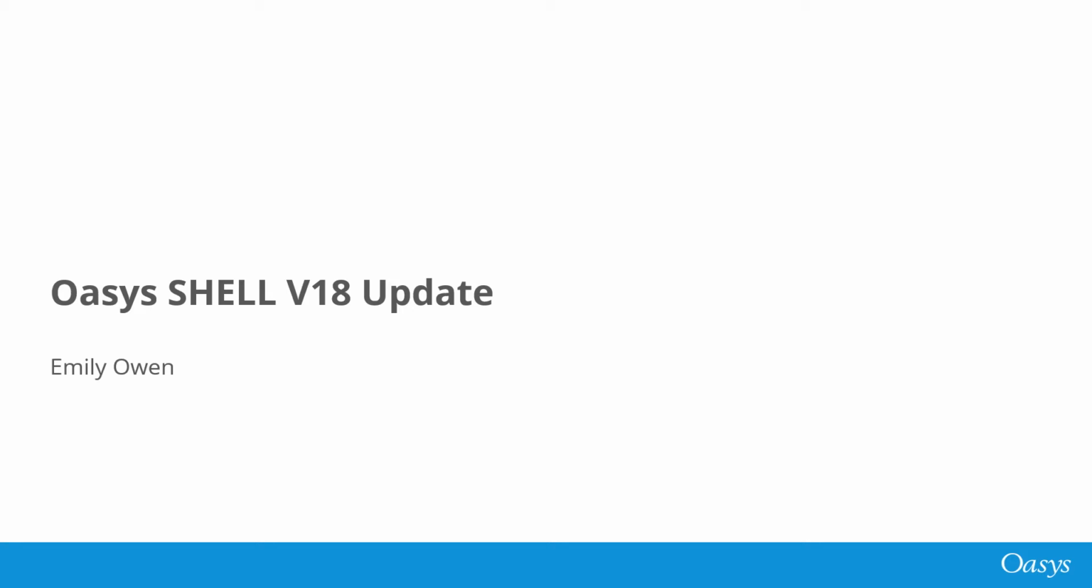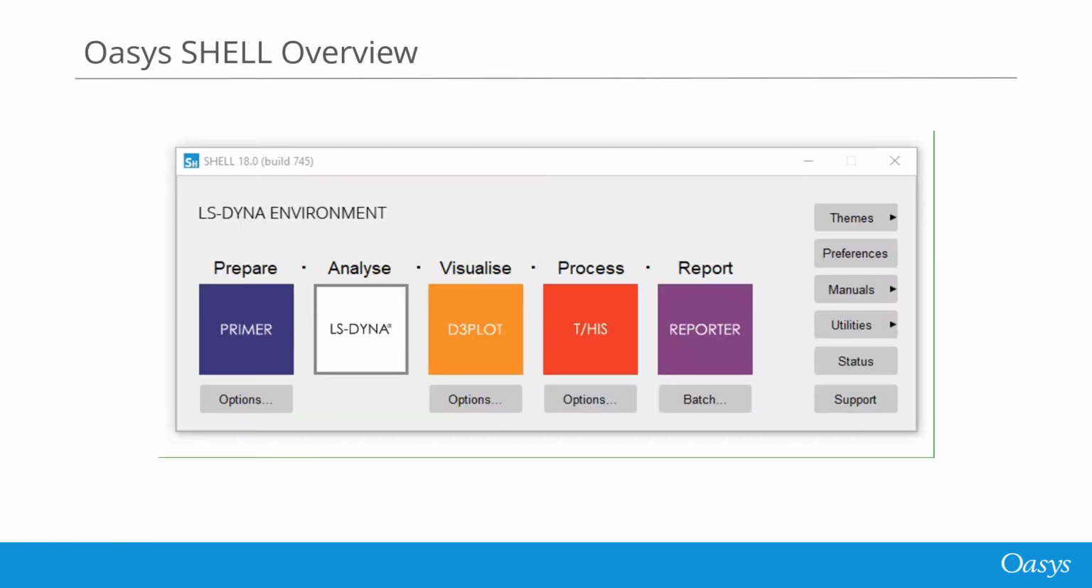Hello, my name is Emily Owen and I'm going to give you a short update on the Oasys shell for version 18. For those of you who are unfamiliar, the purpose of the shell is multifunctional. In the first instance, it can be used to access and launch each of the different applications within the Oasys software environment, from pre-processing in Primer to post-processing in D3plot, THIS and Reporter.